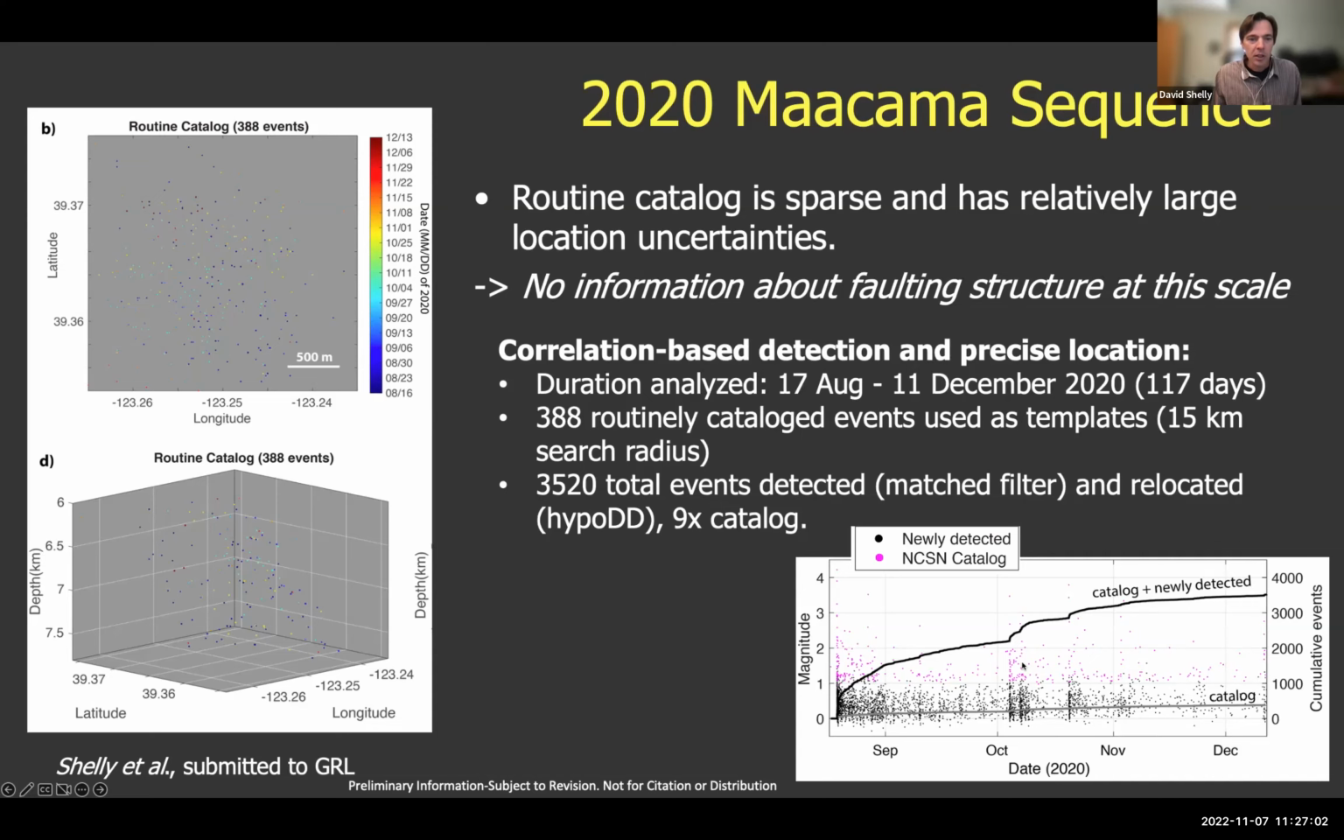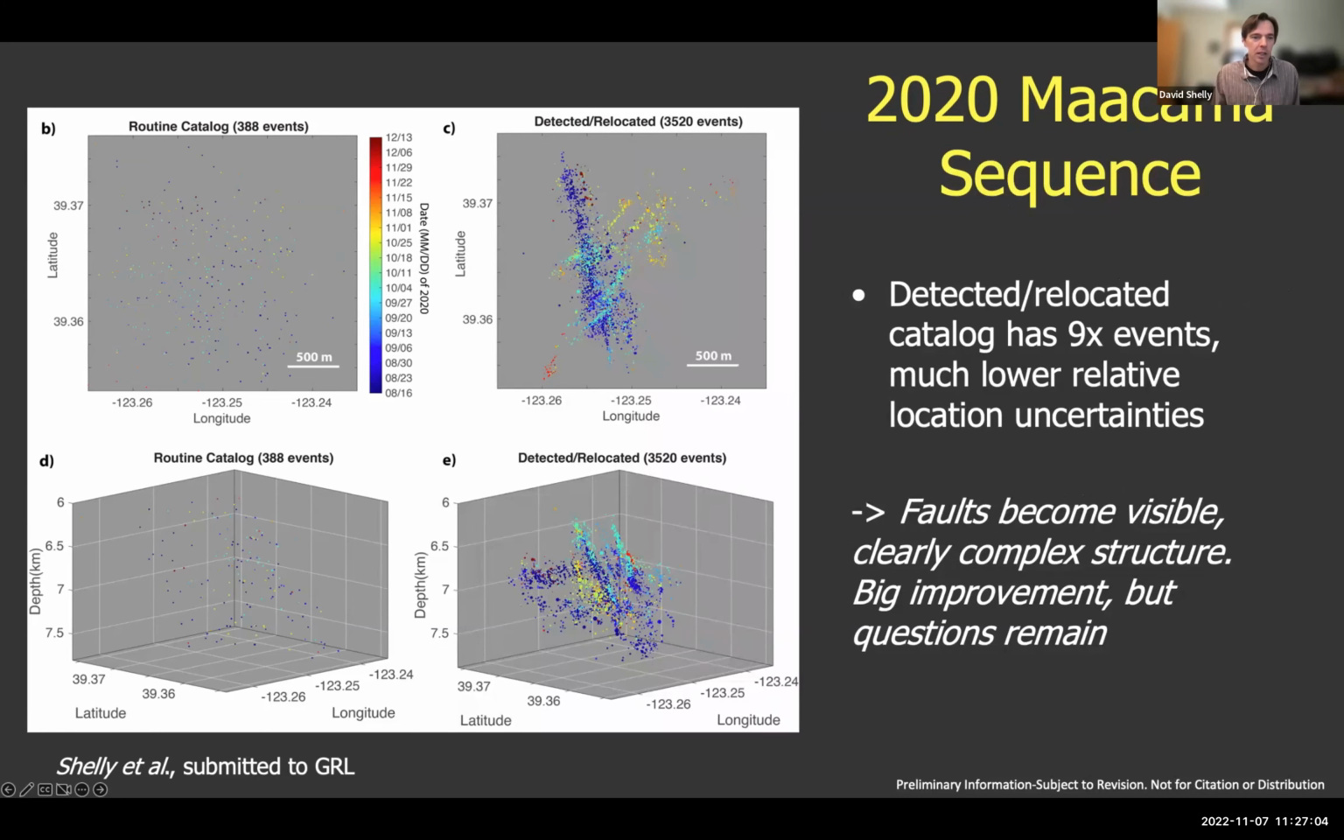So this is what things look like after we detect and relocate seismicity. And you can see it's just night and day compared to the routine catalog. So faults become visible. There's clearly complex structure. We see kind of this main zone that overall is striking toward the north-northwest, but we also see these northeast striking faults as well, especially activated. The warmer colors here are later in the sequence. So those are especially seeming to be active later in the sequence.